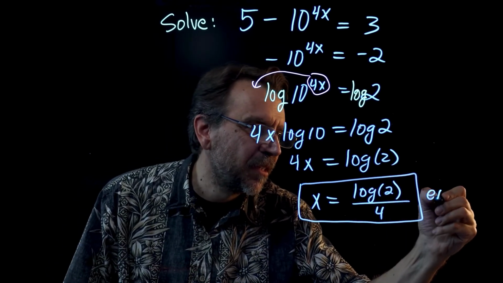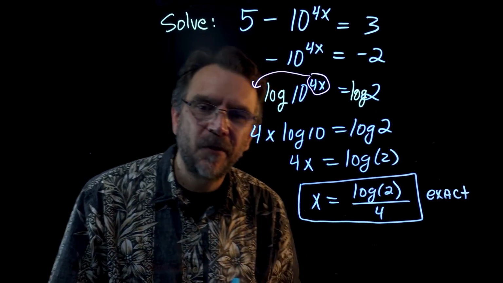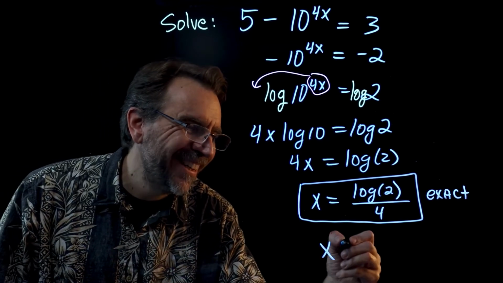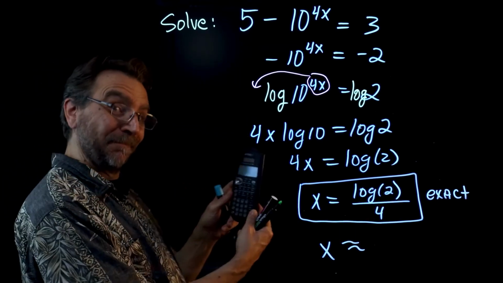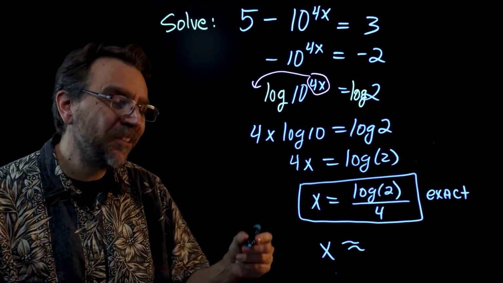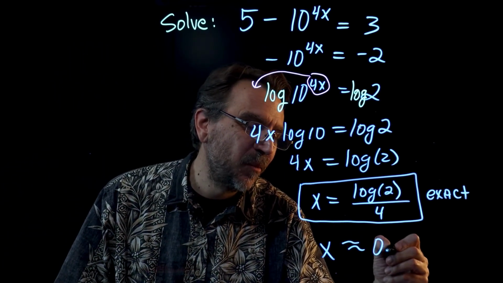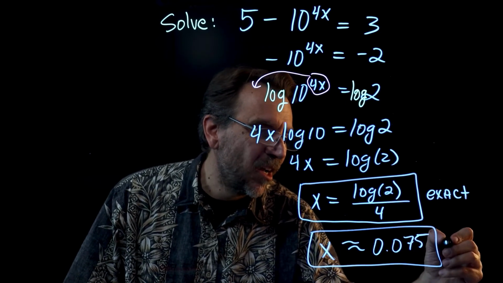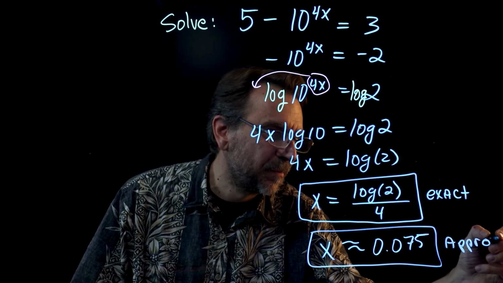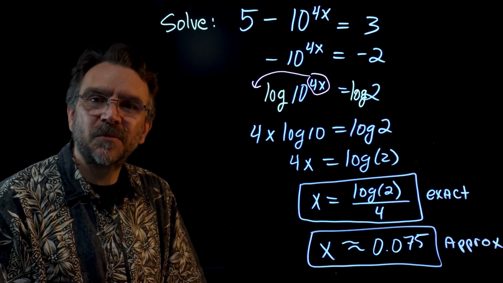Now, sometimes your instructor is going to ask for the approximate answer. In that case, it's no big deal. Just do that on a calculator. And so when I do that, I get approximately 0.075. Right? So that's my approximate answer. Either way, that's what x is.